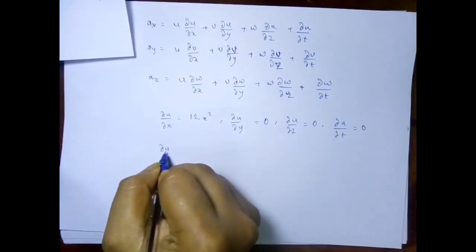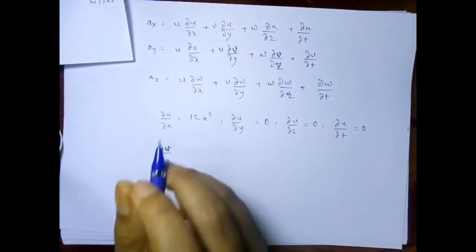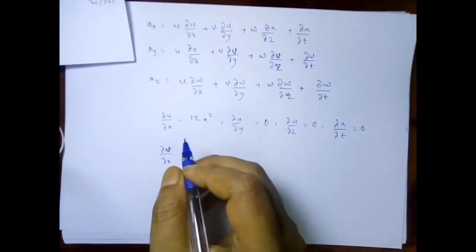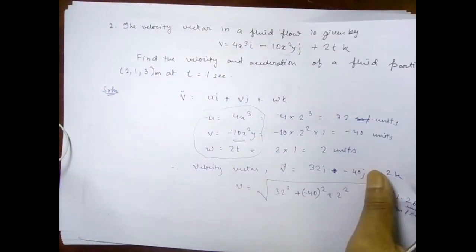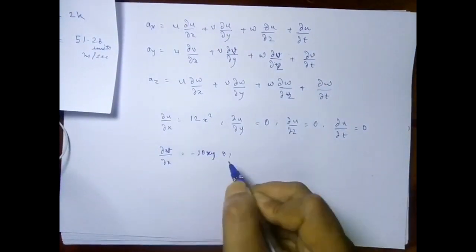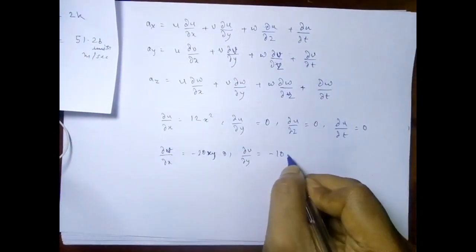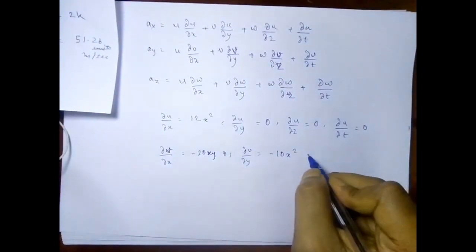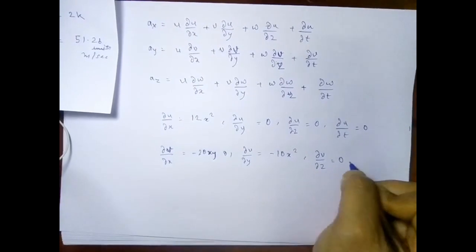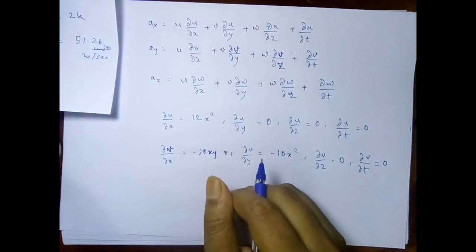Now del v upon del x, v we have minus 10x square y, so del v upon del x will be equal to minus 20xy on differentiation with respect to x, and del v upon del y will be equal to minus 10x square, and del v upon del z will be equal to 0, and del v upon del t will be equal to 0 as there is no z and t terms.